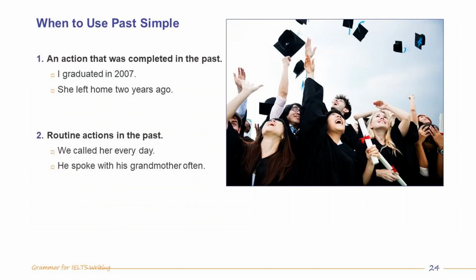We use the past simple for an action that was completed in the past, such as, I graduated in 2007. She left home 2 years ago. We also use it for routine actions in the past. We called her every day. He spoke with his grandmother often.